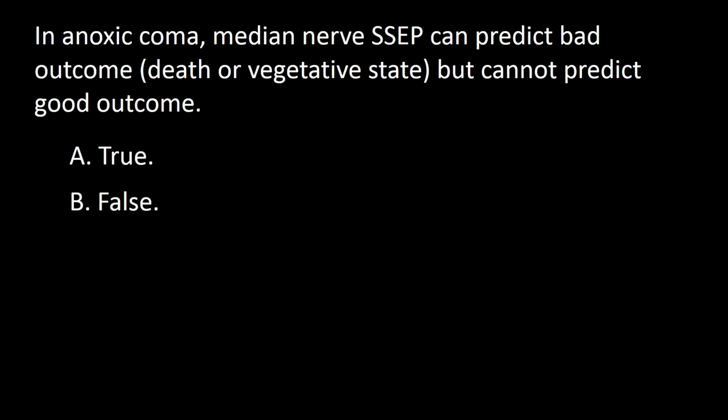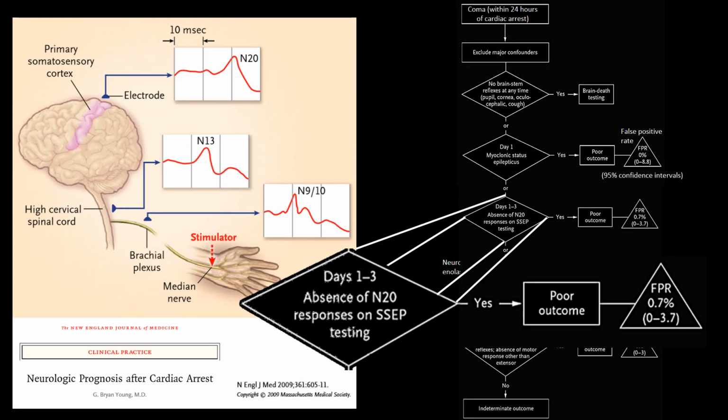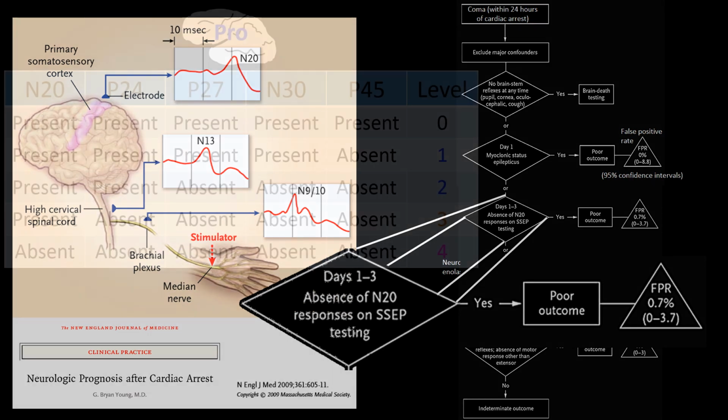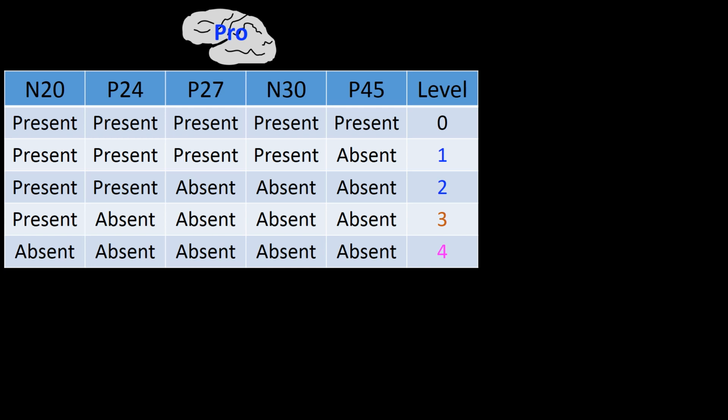Next question. In anoxic coma, median nerve somatosensory evoked potential can predict bad outcome but cannot predict good outcome. A. True. B. False. As you recall, in the New England Journal of Medicine, an article was written back in 2009 that stated that the absence of N20 1 to 3 days after cardiac arrest indicates poor outcome in a comatose patient. The prognostication based on cortical assessment put forward in Krukus' article is more cumbersome, but it also provides more precise information regarding outcome.